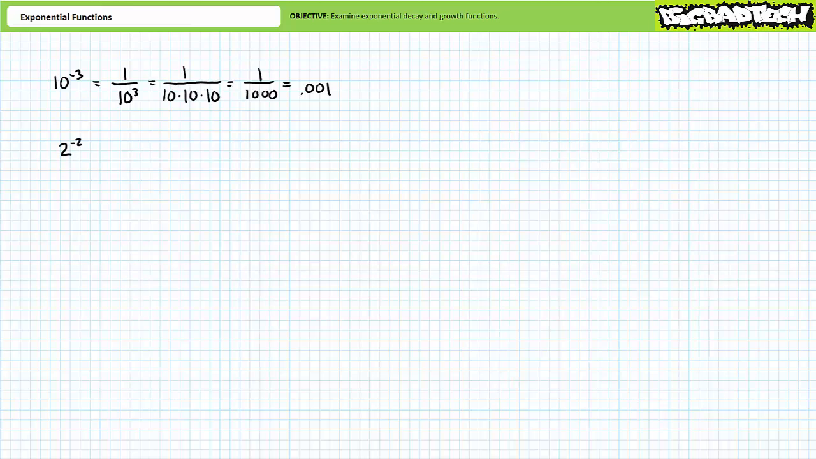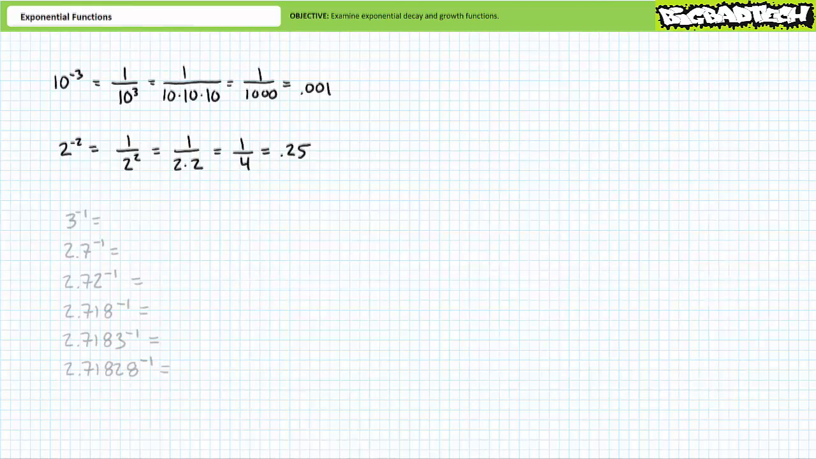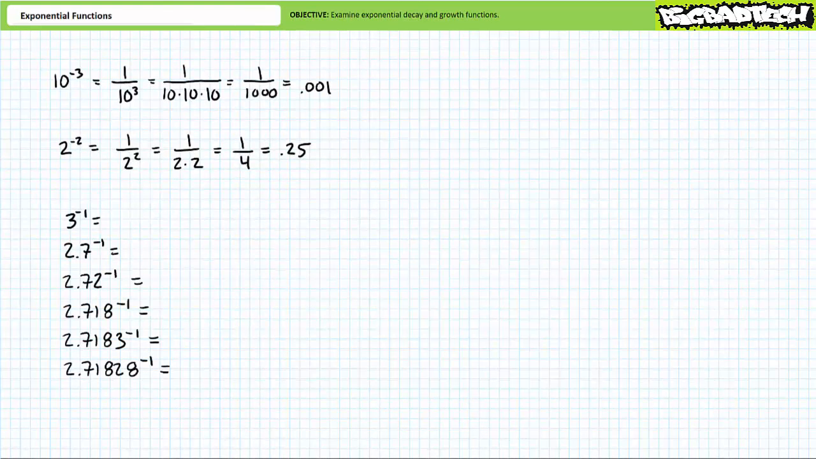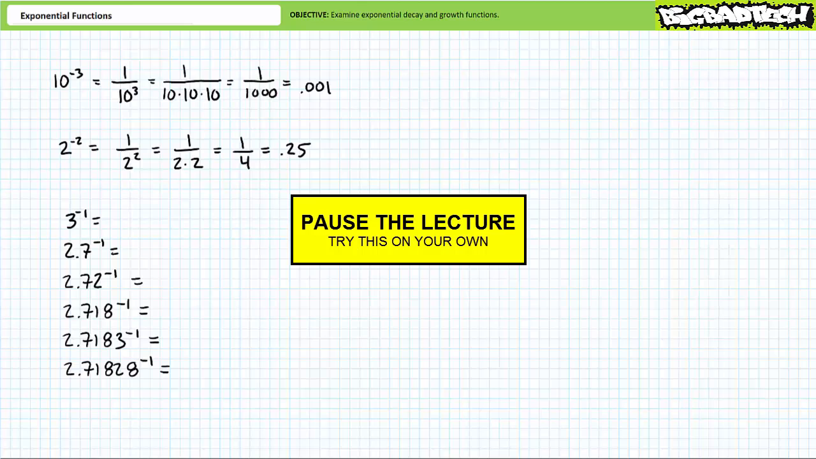Another example of negative exponents is 2 to the negative 2. This is asking us to move 2 to the denominator side of the fraction and then raise it to the power of 2. 2 squared is 4, so 2 to the negative 2 is 1 over 4, or the decimal equivalent, 0.25. Try these next couple of examples by yourself. See if you can take them out 6 decimal places. By all means, pause the lecture and try this on your own.